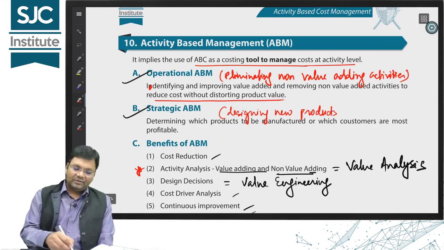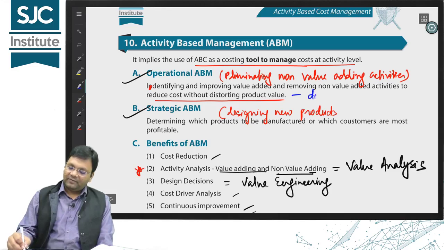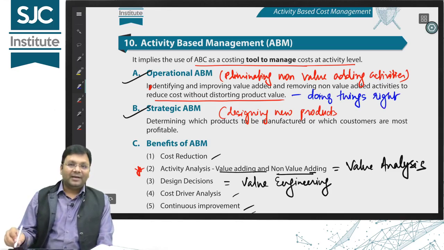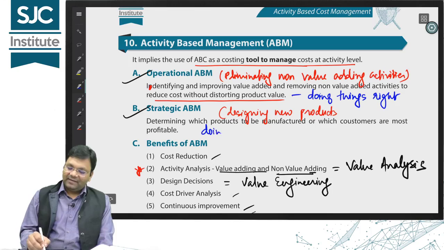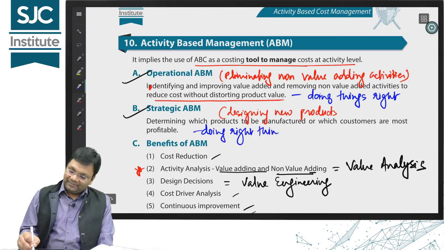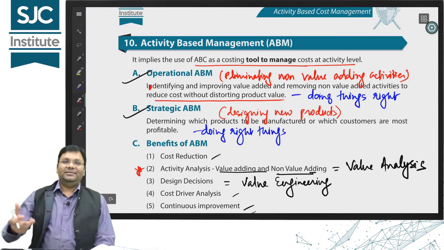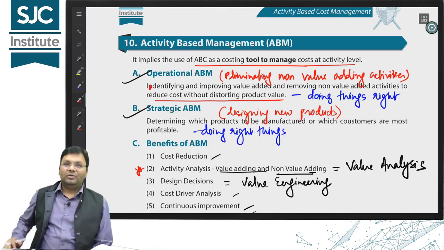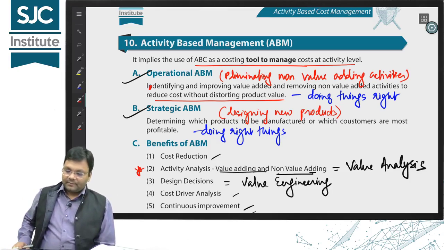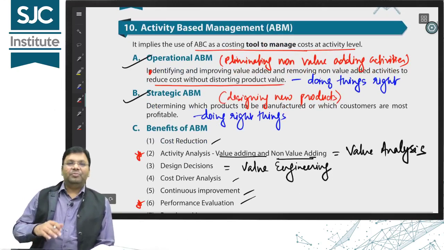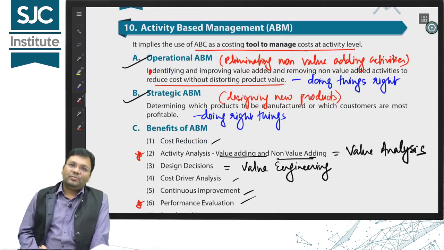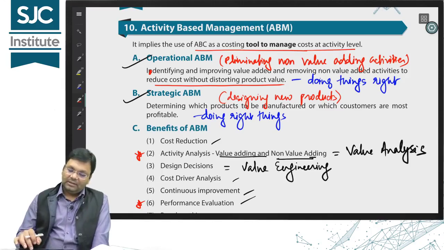Many times we use this kind of proverb also. Here we say doing things right. Whatever you are doing, do it in the right way. And strategic ABM is about doing right things. That means design a product in a manner that it is only right. It has got no wrong thing or no extra stuff. So doing those products or having those processes which are more profitable, that is strategic ABM.